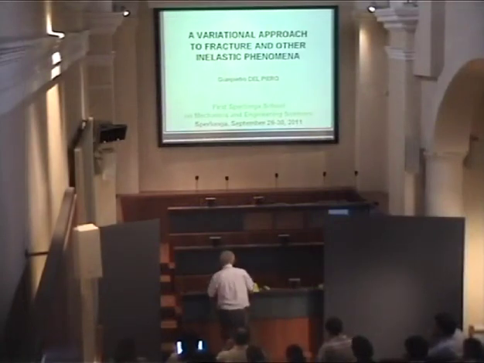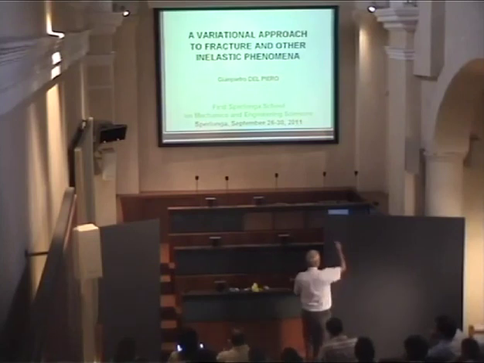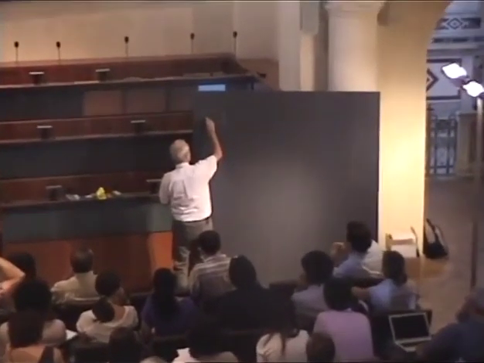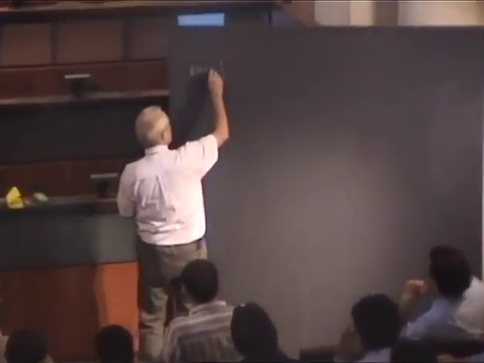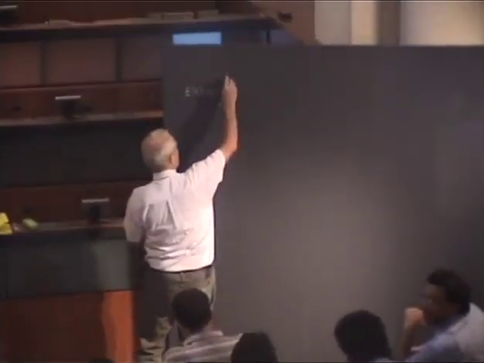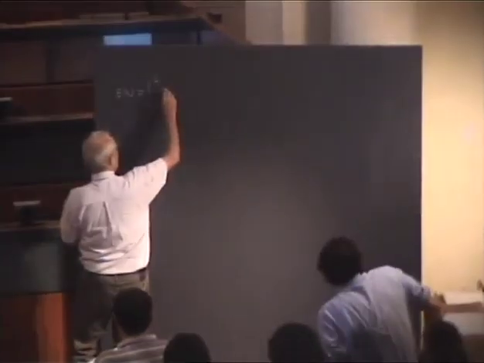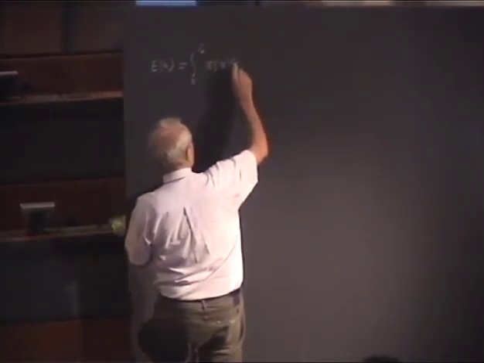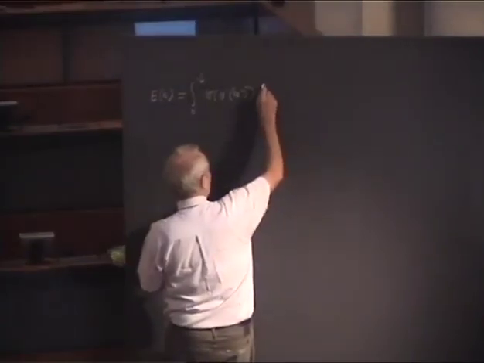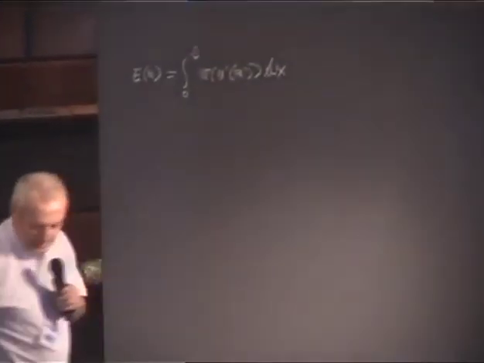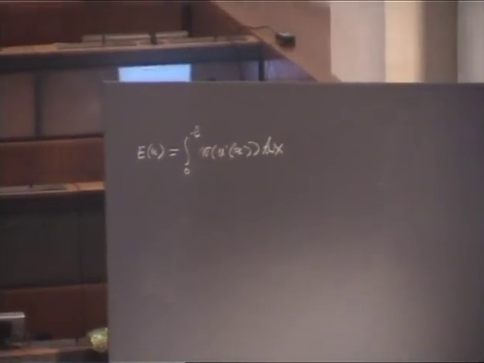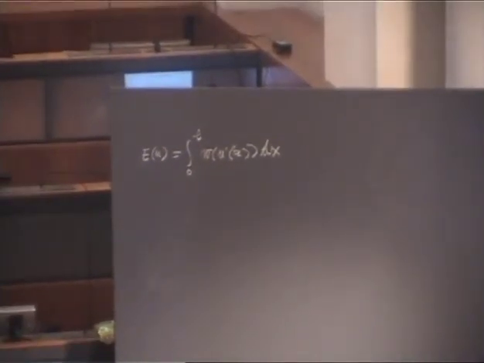A very simple example I was telling you before is the following. Consider an energy made in this way. The energy of a function which I call U is equal to an expression of this type, where W is an energy density per unit length. Here we are in one dimension.